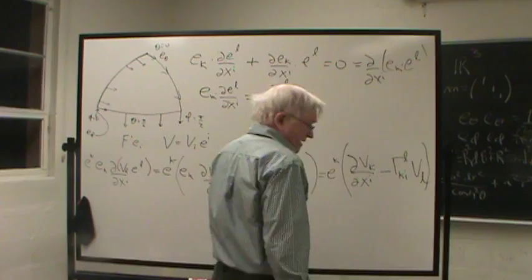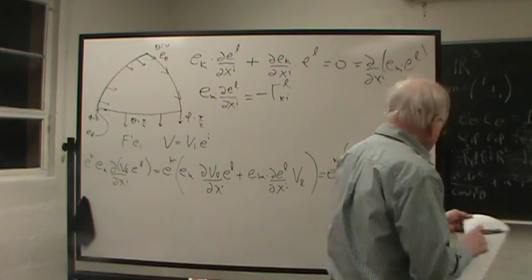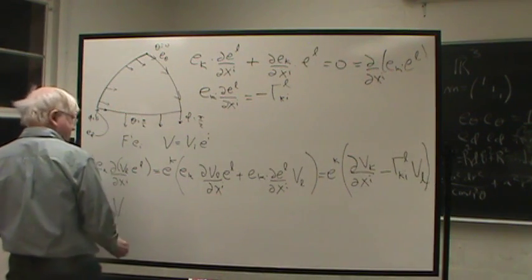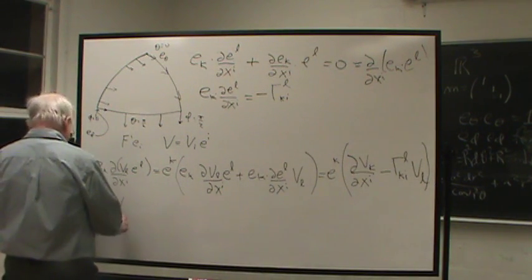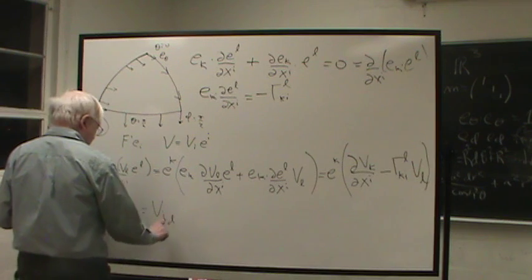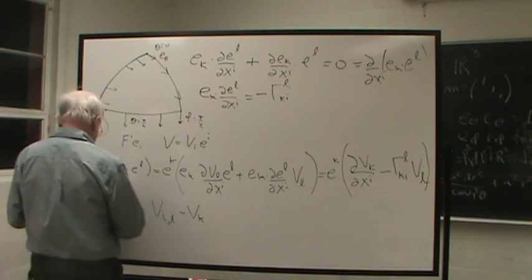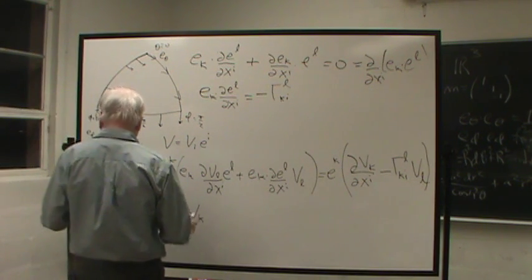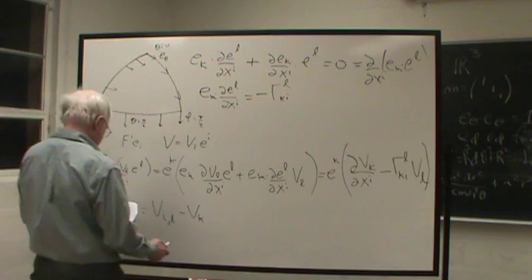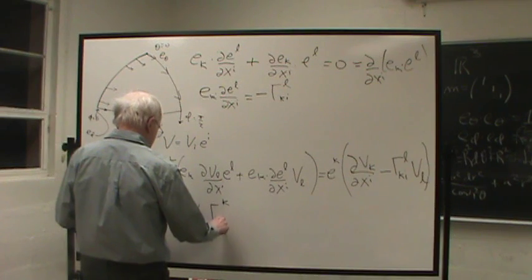So, let me write down a little bit of notation here. In other words, what we say here is V I semicolon L is VI comma L, the ordinary derivative, minus VK gamma K IL.